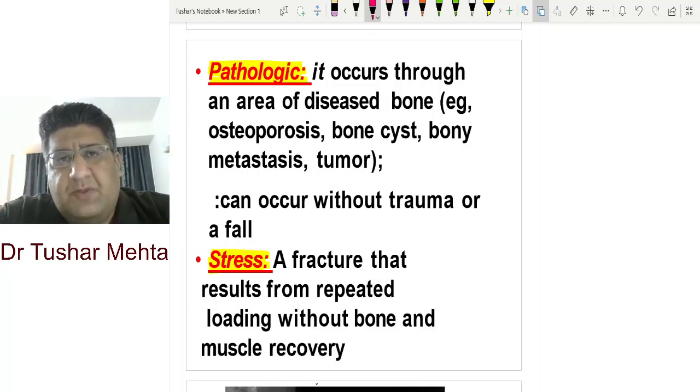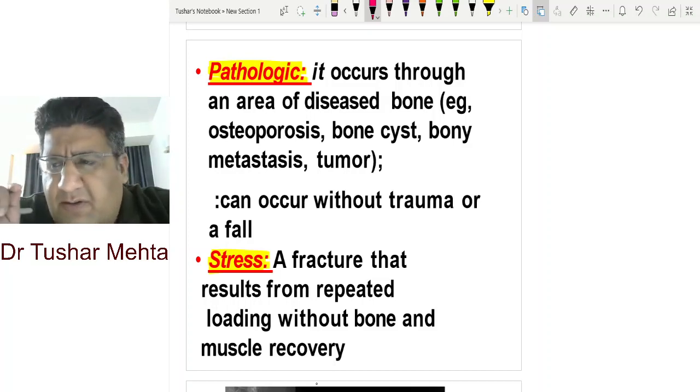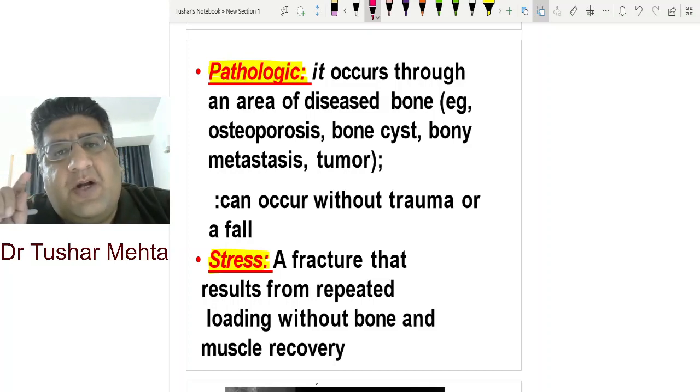That can be tumor, that can be infection, that can be some metabolic disorder, some localized issue, some endocrinological issue, that can be anything. That can be any sort of pathology. It can be systemic, generalized, or localized, but the bone has to be pathological, the bone has to be diseased. And if you give a trivial trauma to that bone, and the bone gets fractured, that is what is called a pathological fracture.